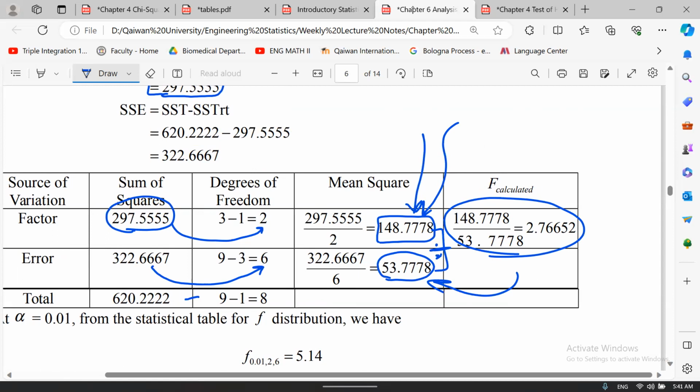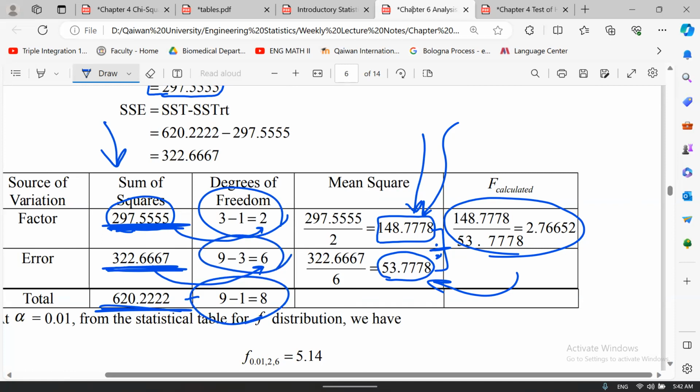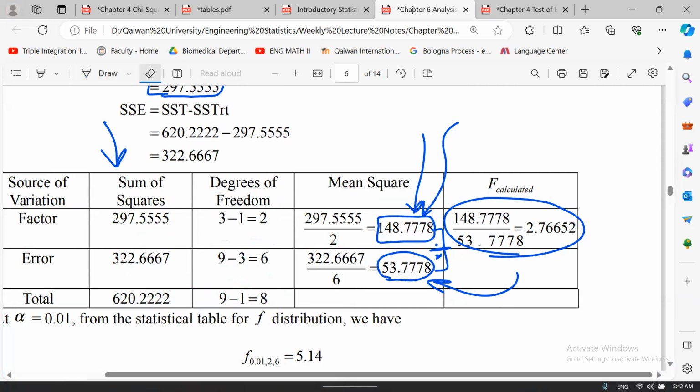Okay? Be careful with the orders of these especially. First, you need to write down SSTRT, then SSE, and then SST. Okay? This is SST, this is SSE, and this is SSTRT. And also here we have K minus 1. Here we have N minus K. And here we have the sum of the above ones, or K minus 1.